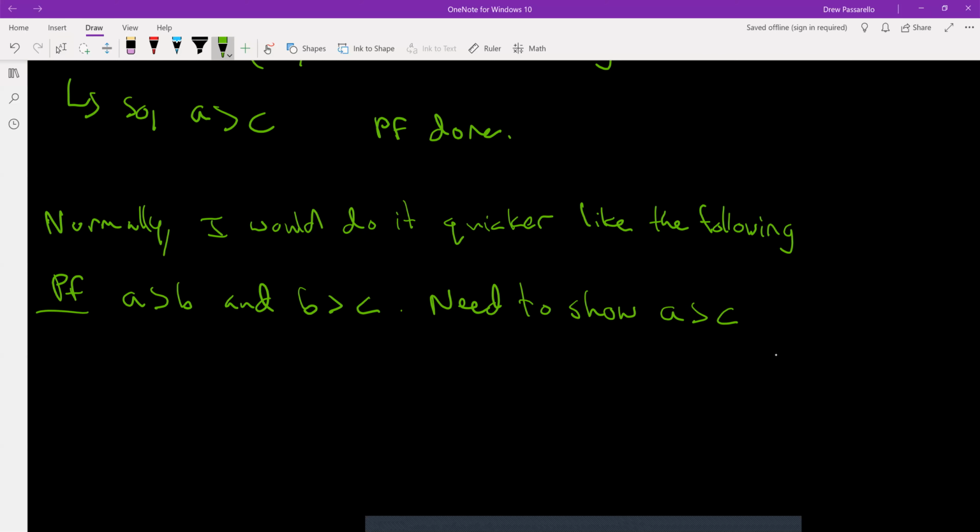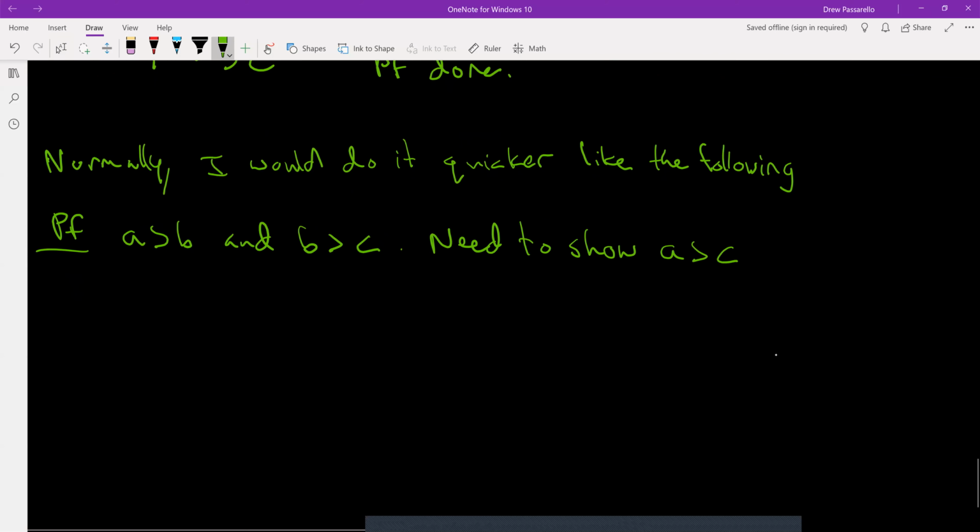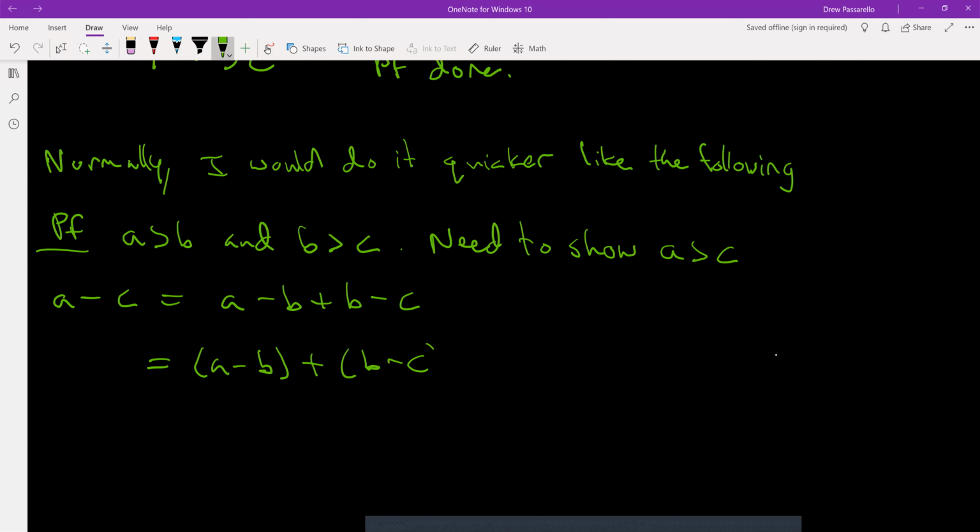All right, so then I start out with A minus C. And then I could write that as A minus B plus B minus C. That's because, right, I introduced adding 0 in there. And then I could group A minus B and then group together B minus C.